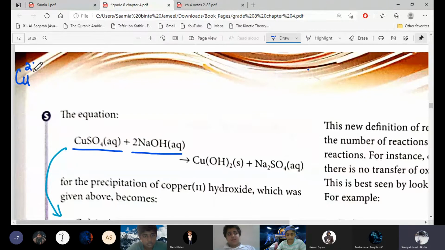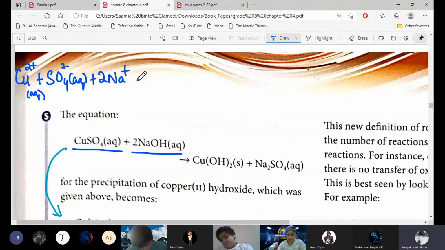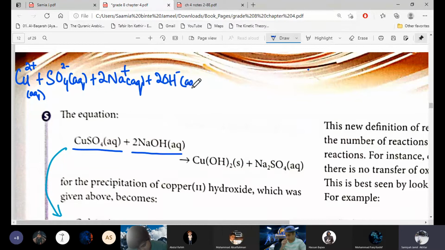So copper 2 positive and sulfate ion, both of them aqueous. Don't forget to write the state symbols also, aqueous, plus 2Na positive aqueous plus 2OH negative aqueous. This 2 is multiplied with both Na and OH. This is about the reactants.